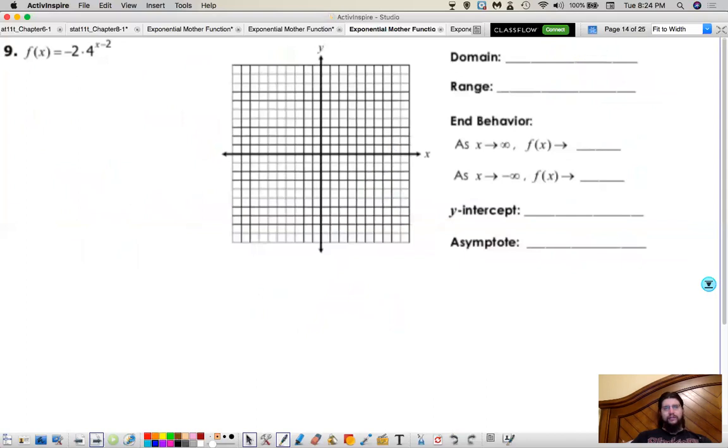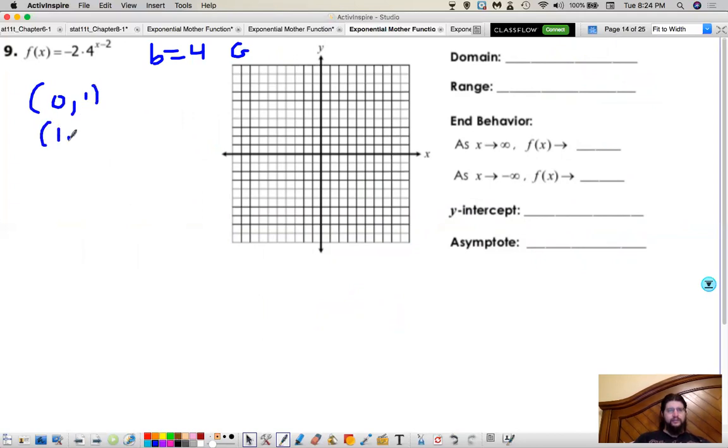All right, last graphing problem. Let's see what's different here. Let's see, B is 4. Makes it a growth problem. Basic points. This guy's even further than one that we've dealt with before, so he's got to be really steep.